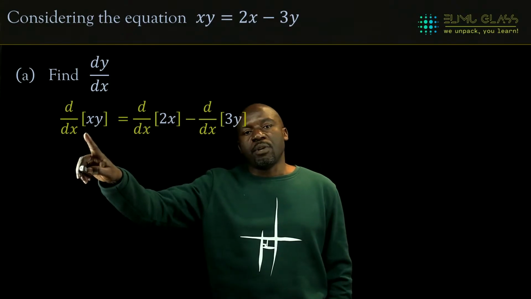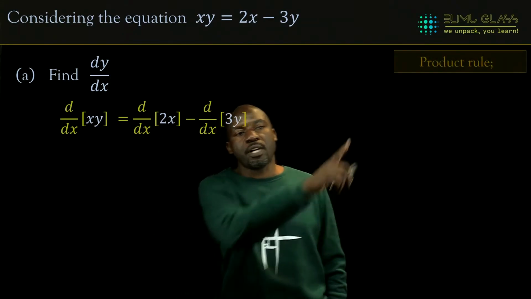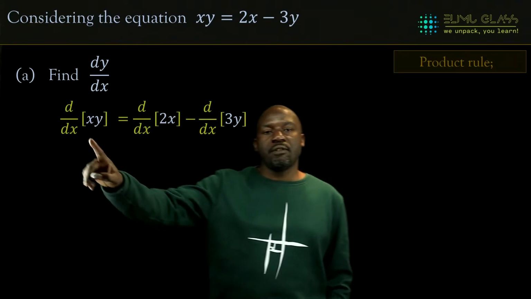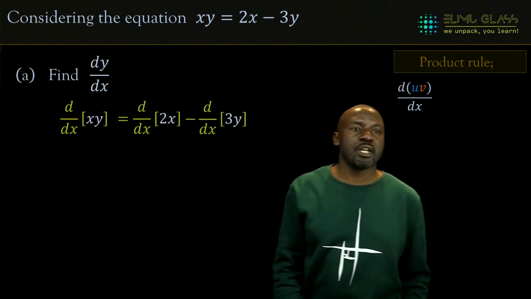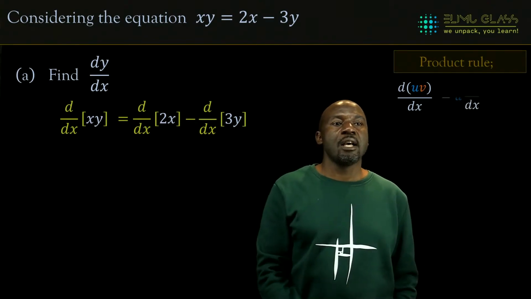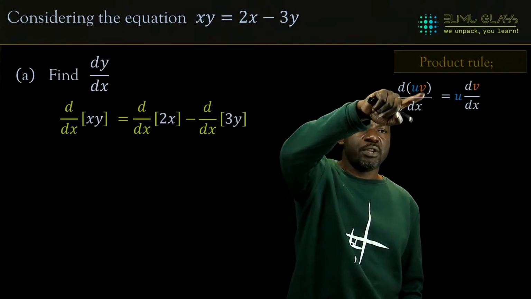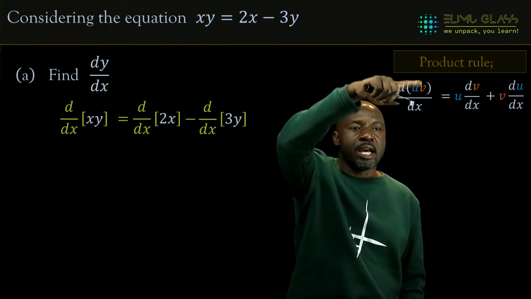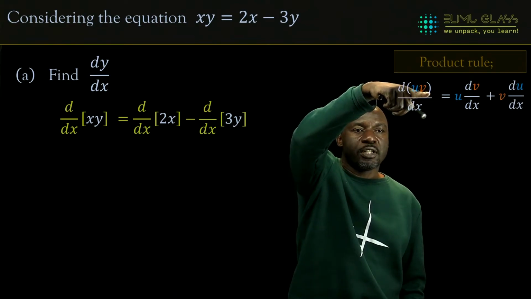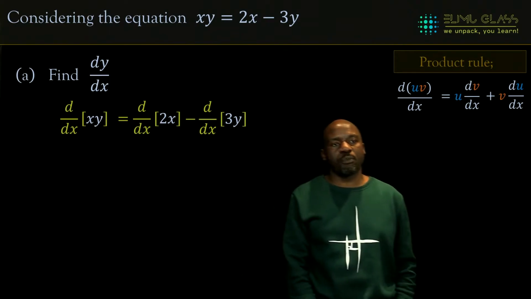Now, because this is a product, we need the product rule, and the product rule says that the derivative of u times v with respect to x is: you treat u as a constant and differentiate v with respect to x, and then you say plus, and now you keep v as the constant and differentiate u with respect to x.